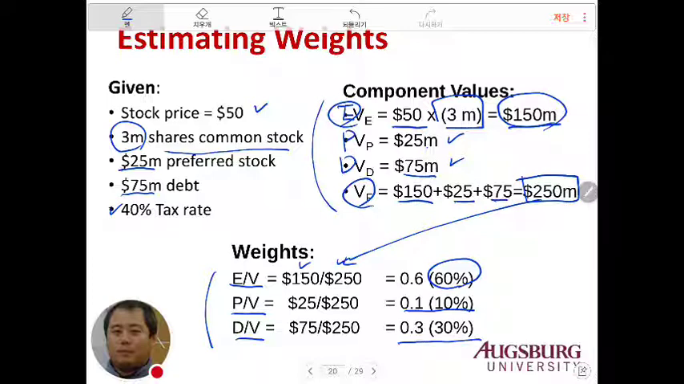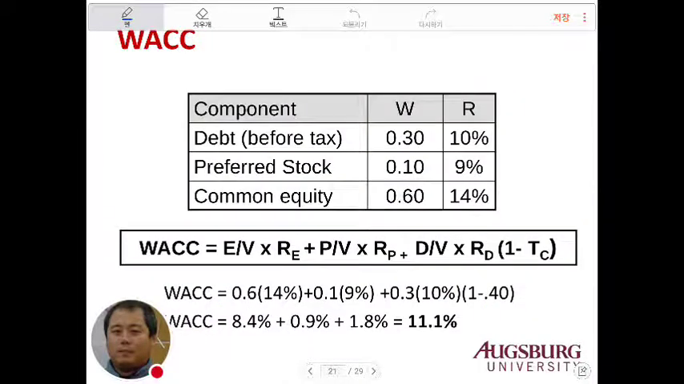So this company financed 60% through equity, 10% through preferred stock, and 30% through debt. That's what it means. So we have 30%, 10%, 60% weights, and now if our before tax cost of debt is 10%, the cost of preferred stock is 9%, and the cost of common equity is 14%, we can calculate WACC using the formula we have.